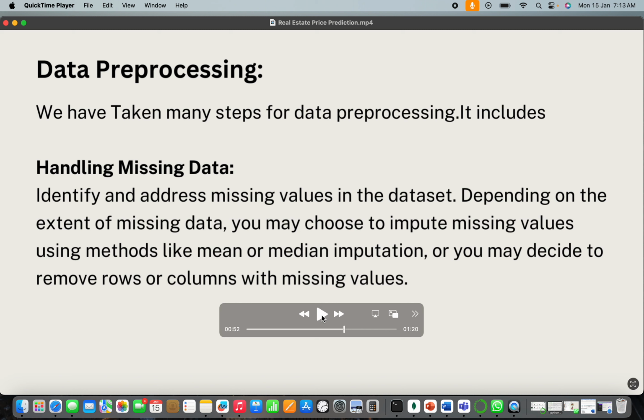The next topic is data processing. We have taken many steps for data processing. It includes handling missing data, identifying and addressing missing values in a dataset. Depending on the extent of missing data, you may choose to impute missing values using methods like mean or median imputation, or you may decide to remove rows and columns with missing values.